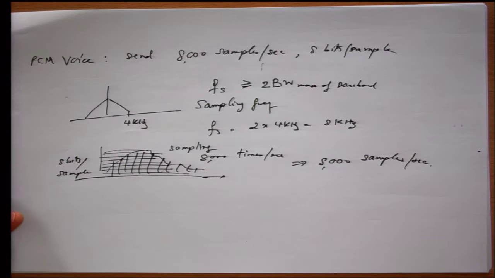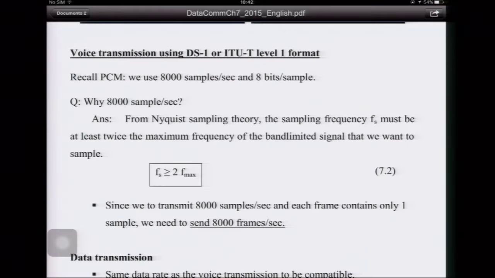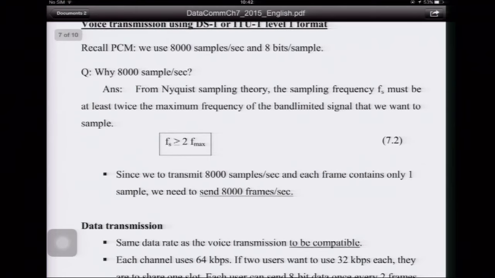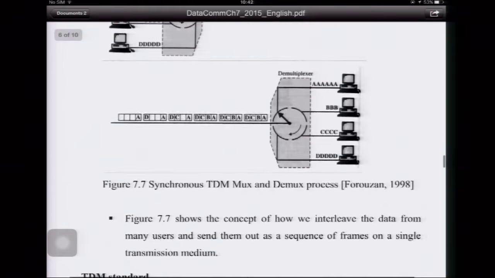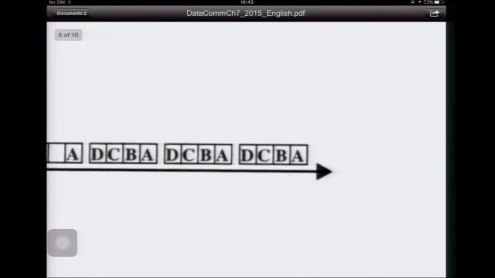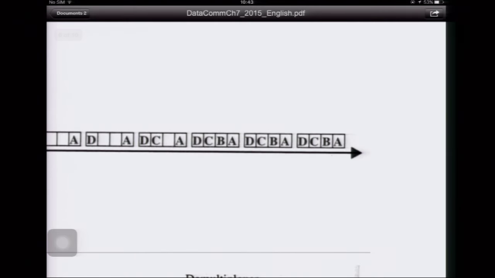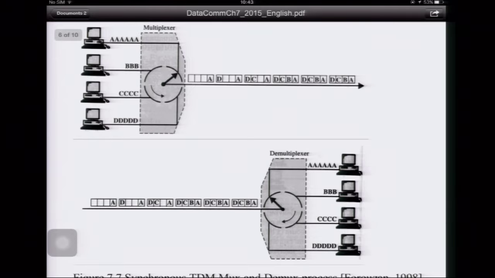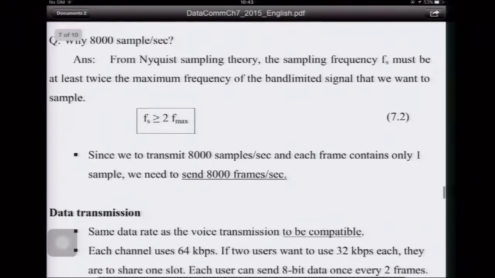Now, when you transmit, this is what I showed you here: fs is more than or equal to 2 f max. Now, we want to transmit 8,000 samples per second, right? But each frame contains only one sample. So you need to transmit 8,000 frames per second. If you remember, each frame will contain only a little bit of the channel. In this case, it will send 8 bits per channel, so you can send only one sample, and the other slots in the frame belong to the other users. So you have to send 8,000 frames per second.